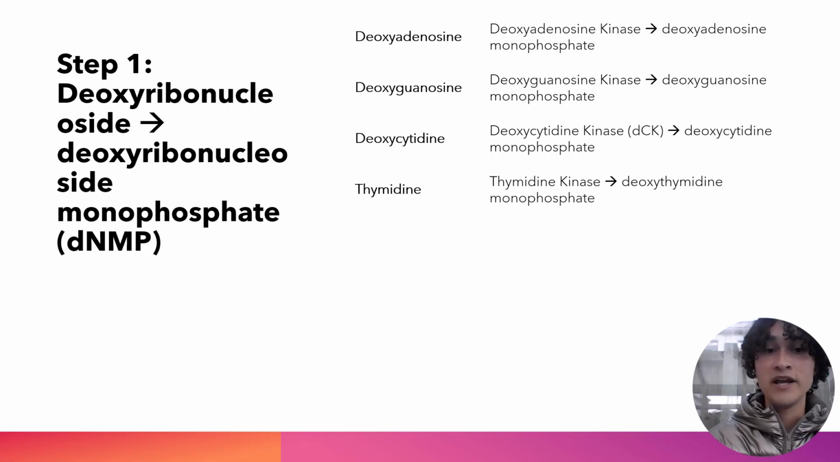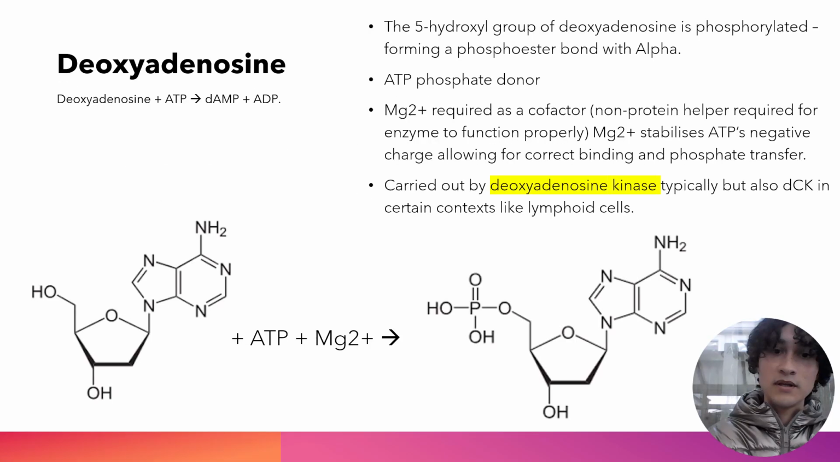So step one is going from a nucleoside, a deoxyribonucleoside, to a deoxyribonucleoside monophosphate. As I mentioned, it's a three-step phosphorylation process. So we're still at step one, but I just thought I'd break it down a little bit more so we can understand what's happening on a chemical level.